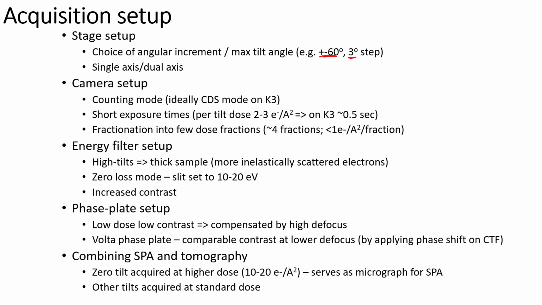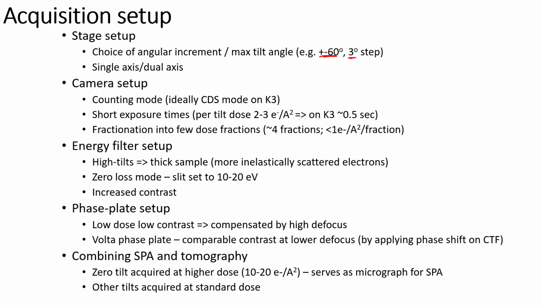Another thing that's very useful to have if you are doing tomography for a microscope is an energy filter. As we already said, high tilts have a thicker sample naturally because we are inclining our sample, and the thicker our sample is, the more inelastically scattered electrons are present. And the inelastically scattered electrons are not carrying information about our image. They are carrying more noise.